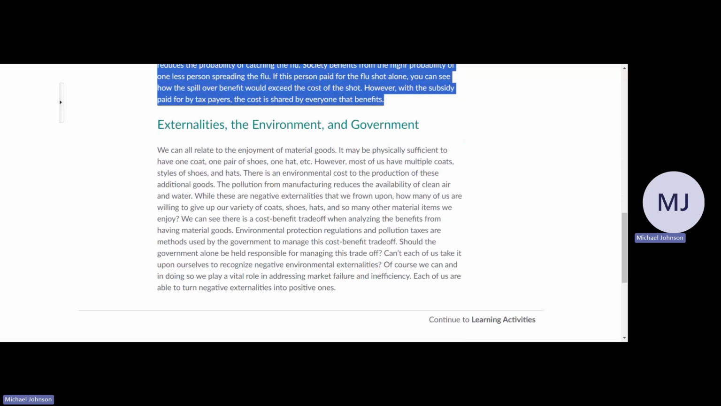A positive externality is when you buy something or pay for something and someone else benefits when they don't pay for it. And a negative externality is when there's a tax put on something to stop it or reduce it.